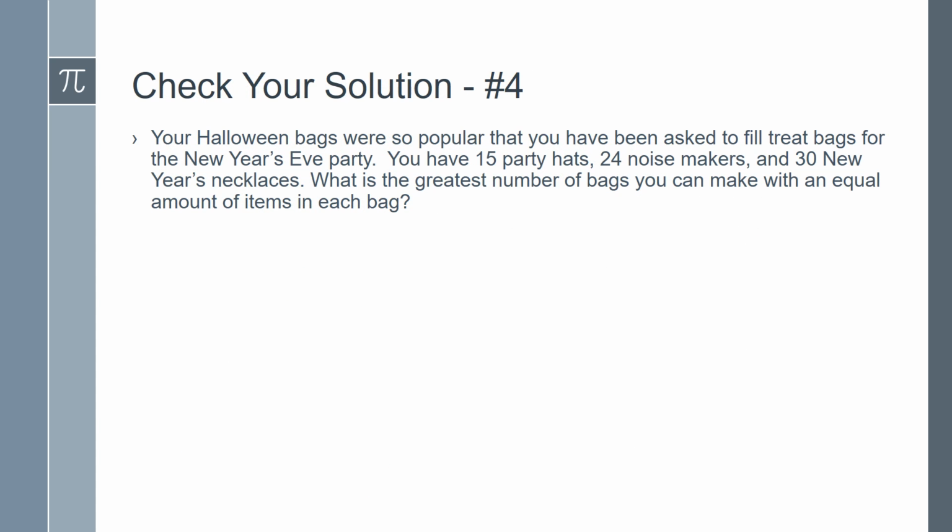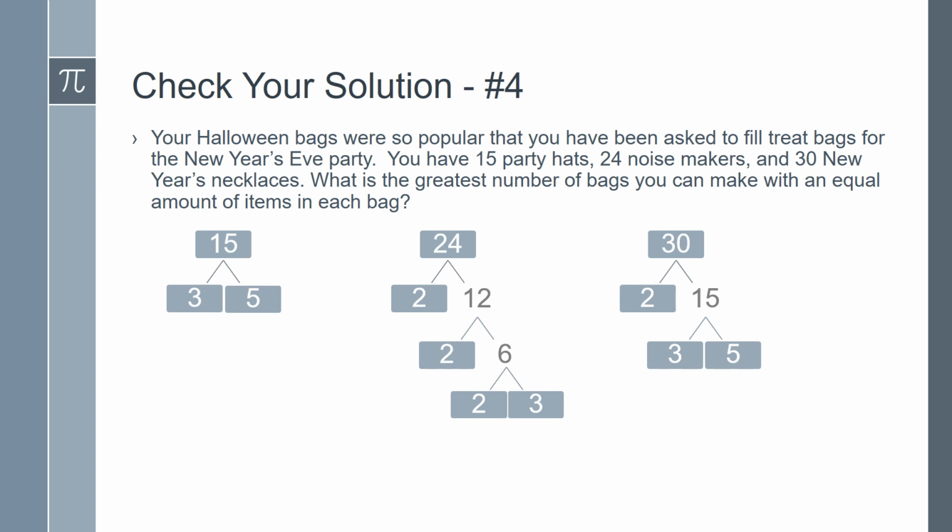You can use either method to solve this problem. I've chosen to use the prime factorization method. Remember that the first step of the prime factorization method is to find the prime factorization of each number. So first we find the prime factorization of 15, which is 3 times 5, then 24, which is 2 times 2 times 2 times 3, and then 30, which is 2 times 3 times 5.